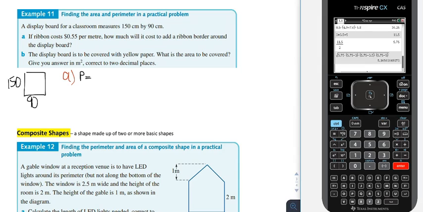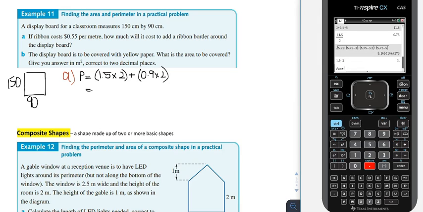So first off, we need to know what the perimeter is. Note that this is per meter, $0.55 per meter. So I've converted my 150 centimeters and 90 centimeters to 1.5 and 0.9. I'm going to use the formula for the perimeter of a rectangle. So 1.5 times 2 plus 0.9 times 2. And if I put that into the calculator, I'll get a result. So 3 plus 1.8 is going to give me 4.8.